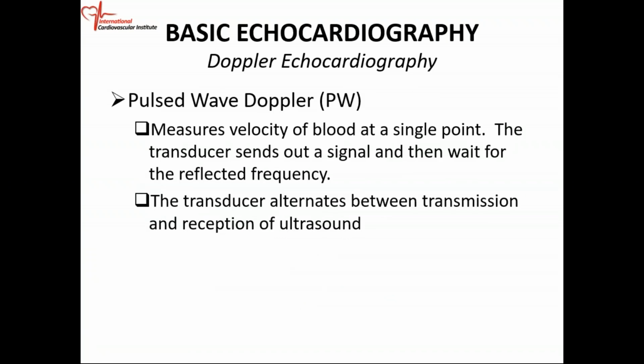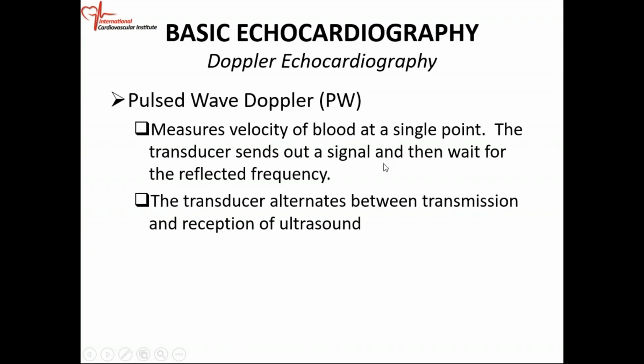Now we are going to look at the different types of Doppler signals. We have pulse wave Doppler, color flow Doppler, and continuous wave Doppler. When we talk about pulse wave Doppler, PW, we almost always start our analysis using PW. It measures the velocity at a single point. So what you're doing is sending out a signal, and then the probe is waiting for that signal to return.